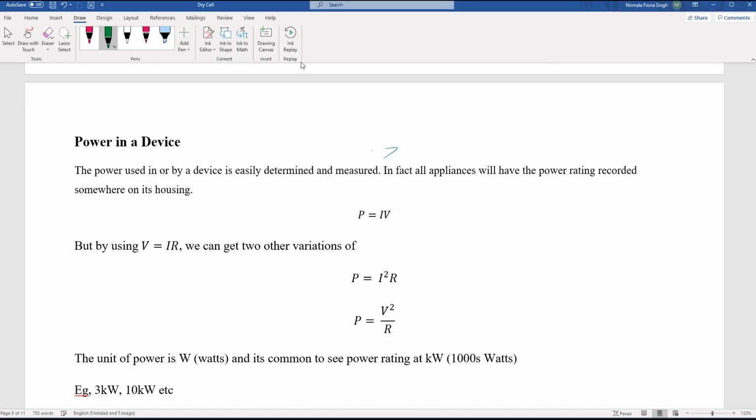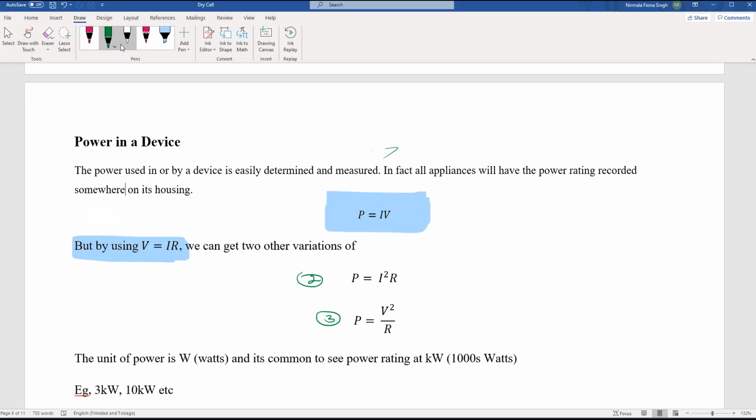Power is equal to IV. This is your first equation for power. We did this earlier when we were doing electrical quantities. So power is current times voltage. But by using V is equal to IR, we can get two other variations of it. So let's take this step by step. If I want to work out my second equation and my third equation, let's see how we can get them.